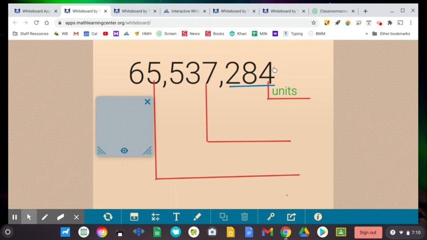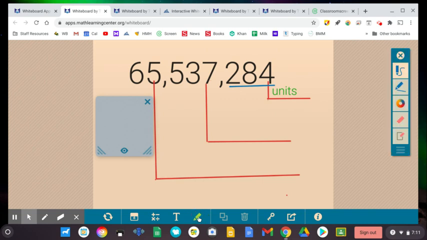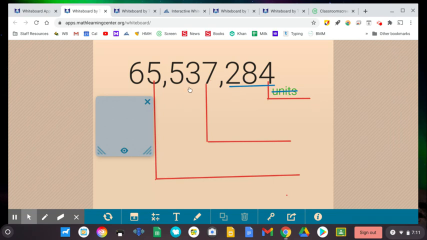So if we're talking about this group of three numbers, 284, we're thinking about them in units. But we don't say 284 units. We just understand that it's 284. So basically, we can just cross that off because we don't use the word units when we're talking about the numbers in this section. Now, moving on to the middle, we have another group of three numbers.